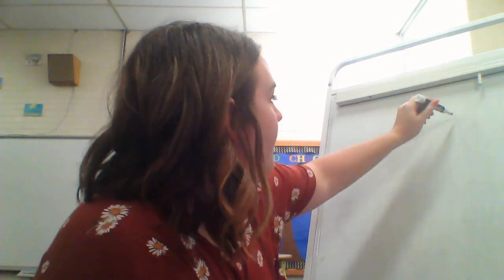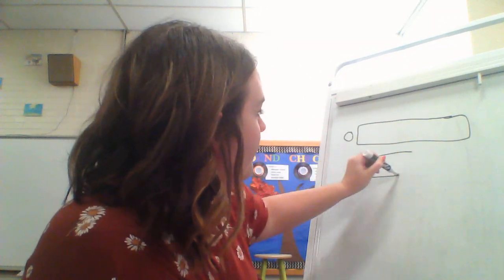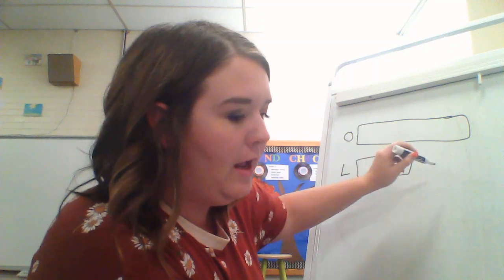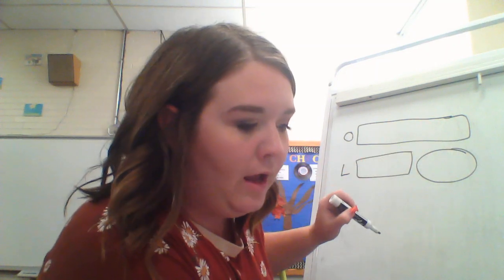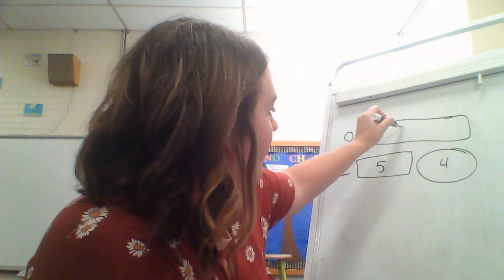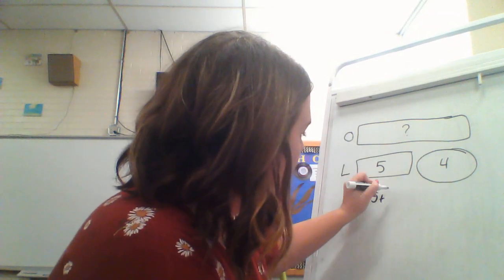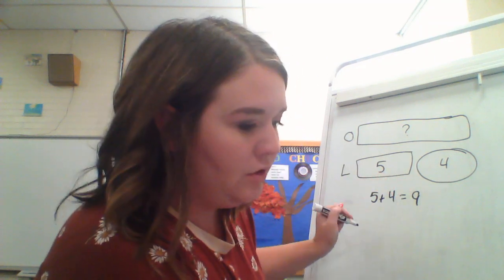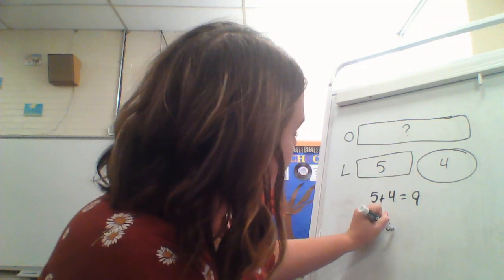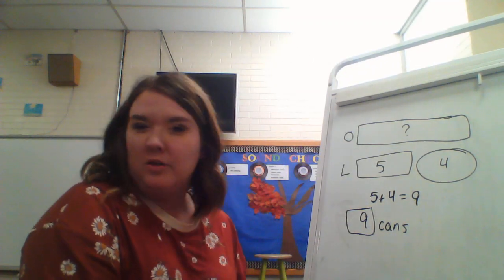We're on number A on page 67. So 67A, how many cans does Olivia bring? So we have Olivia and we have Lindsay, and then over here we have our more or less. She brings 4 more than Lindsay, who brings 5. So Olivia brings how many? 5 plus 4 equals 9. So she brings 9 cans. 9 goes in my box. My label is cans. That part was pretty easy.